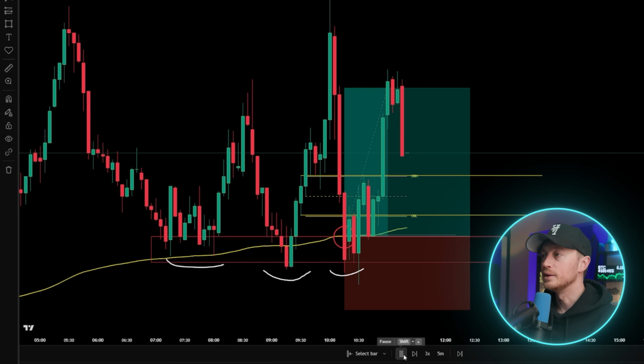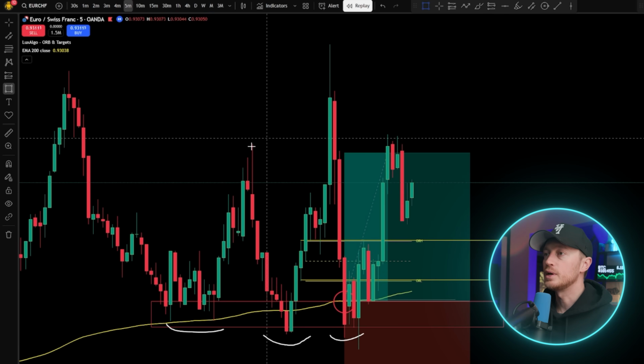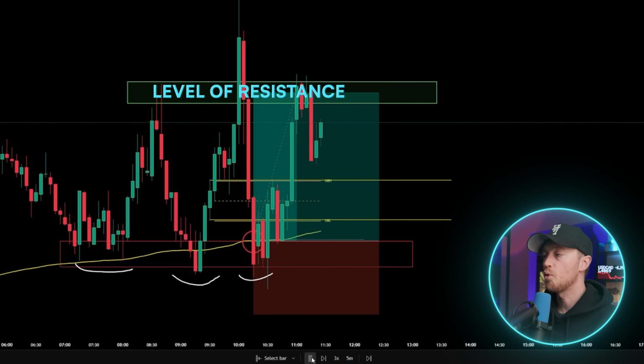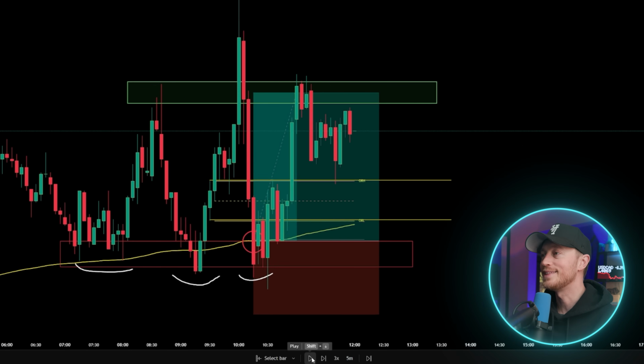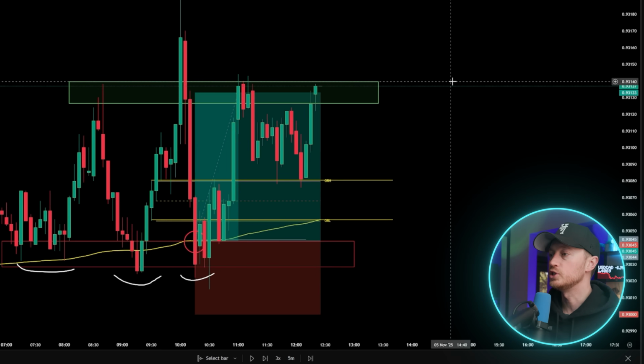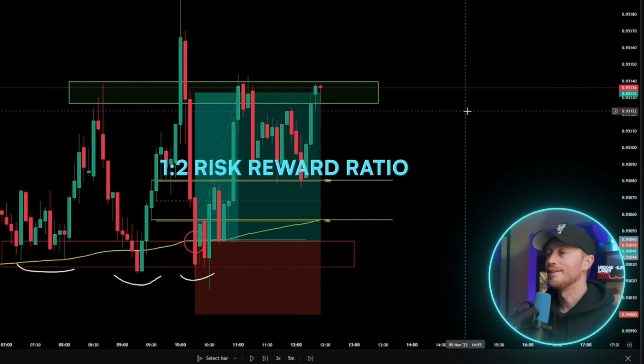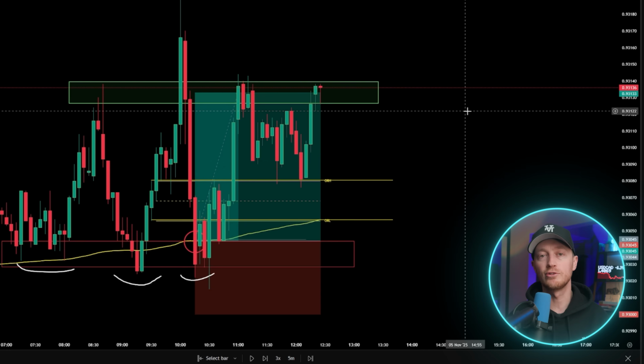And so I waited. At that level, I felt like we created a new level of resistance when we pushed off. So at that point, I said, I'm going to take that as my take profit if price ever reaches it. And you could see price reached it right there. And that's a good 1-to-2 risk reward ratio that I did live on stream in front of thousands of traders.